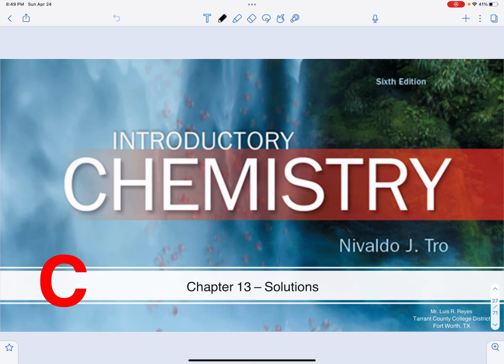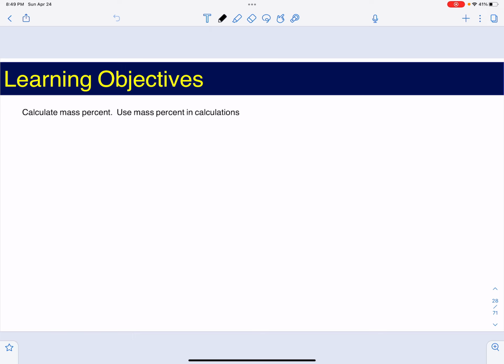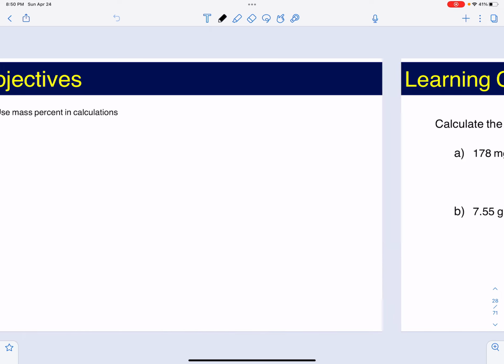Welcome back. Like I promised you on this part of the lecture, we will see how we can use the concept of concentration to do calculations. And we're going to use two of them basically, the mass percentage as a measurement of concentration of a solution and the molarity. So let's begin with the mass percentage.